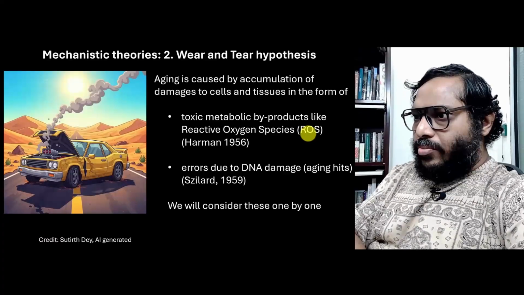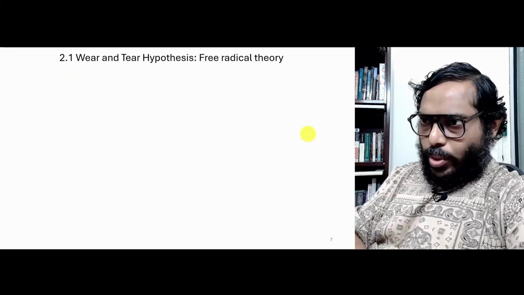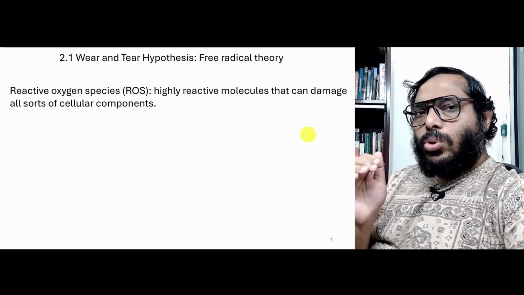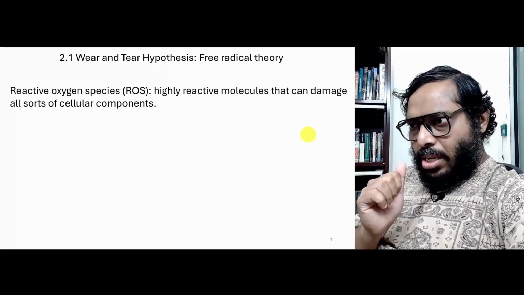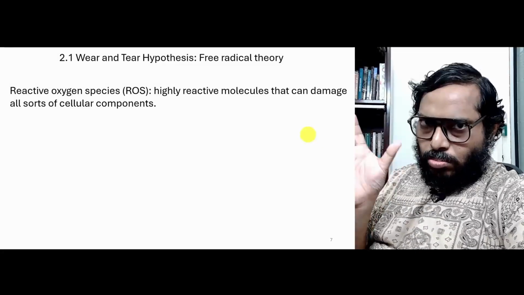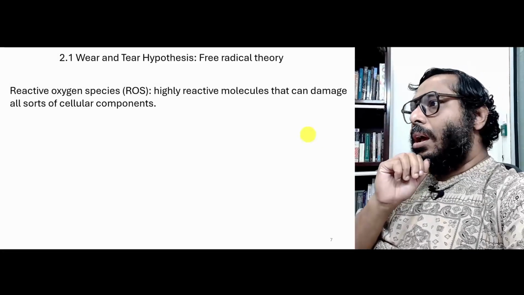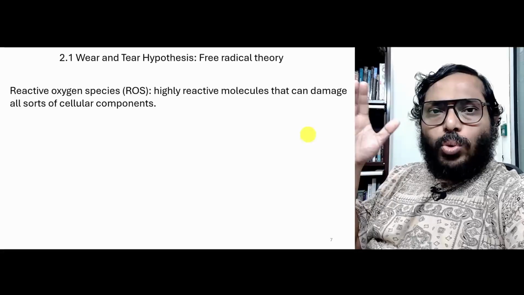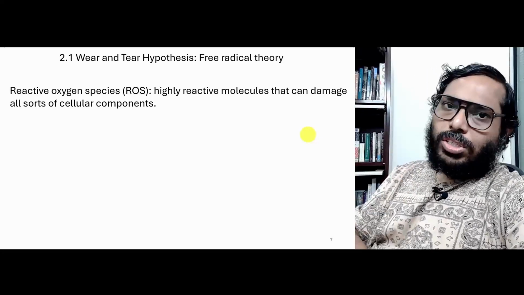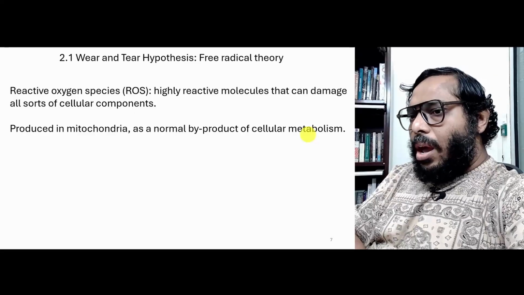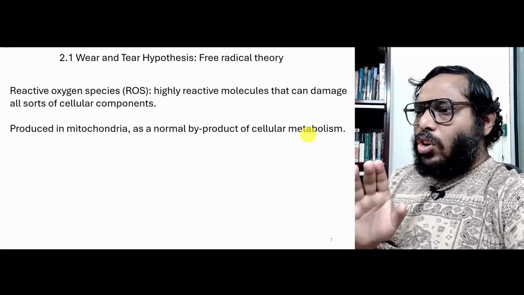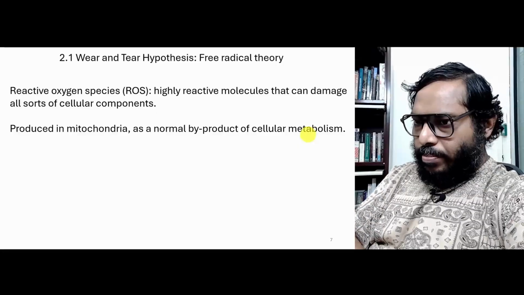So, let us first look at the free radical theory. What is it saying? It is saying that due to cellular respiration, there are these things known as reactive oxygen species, also abbreviated as ROS, H2O2 for example. These are the molecules that damage all sorts of cellular components. Now, these are typically produced, as I said, in the mitochondria as a normal byproduct of cellular metabolism.